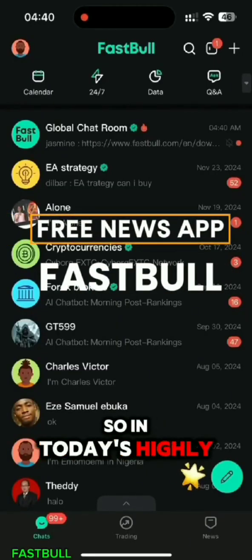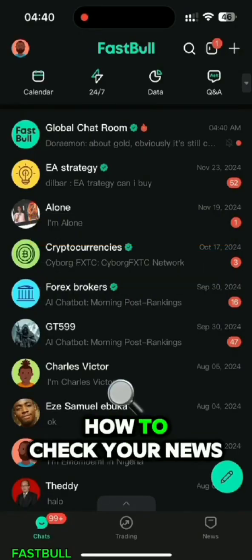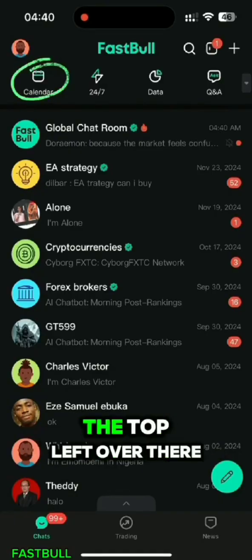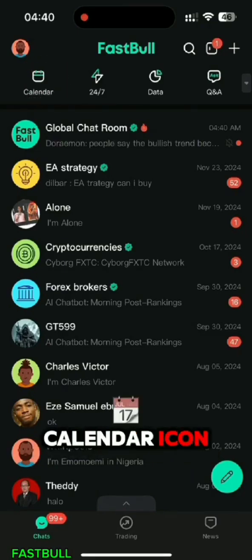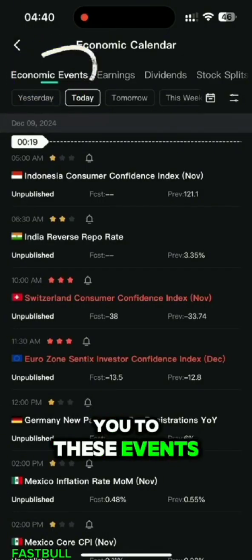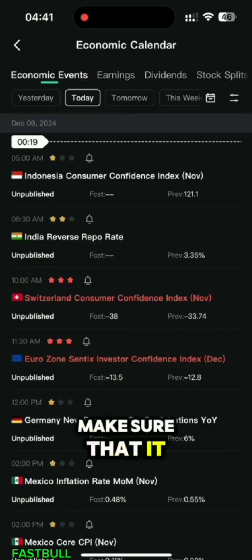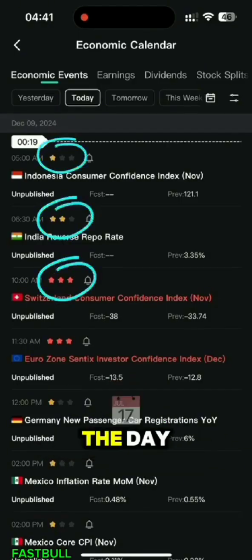So in today's highly detailed video, I'm going to be explaining how to check your news, your calendar. You click right on the top left over there, that's the calendar icon. You click on it and then it takes you to these events. So at the moment you're on the economic events, make sure that it shows that it's for today, such that you can see the current news for the day.